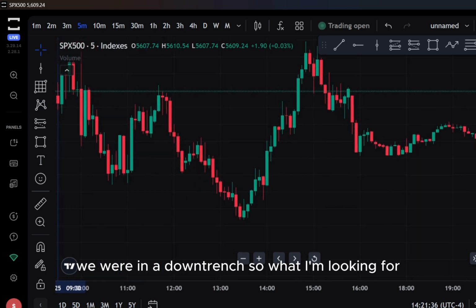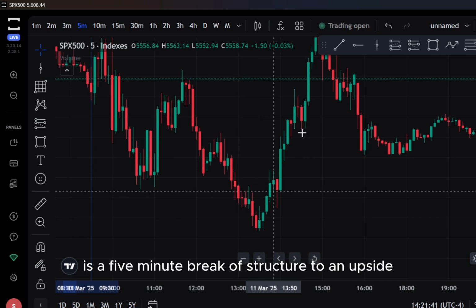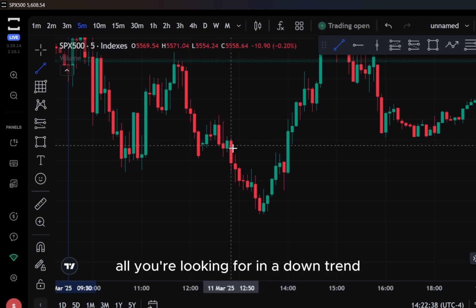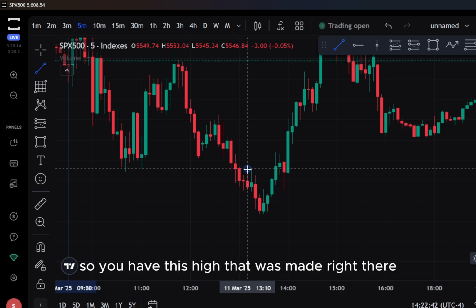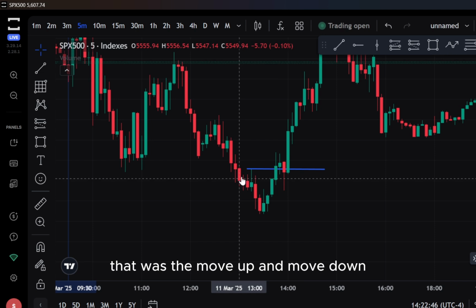So what I'm looking for is a 5-minute break of structure to the upside. When you're looking for your 5-minute break of structure to the upside, all you're looking for in a downtrend is a move up and a move down that create a high. So you have this high that was made right there. That was the move up and a move down in the downtrend.